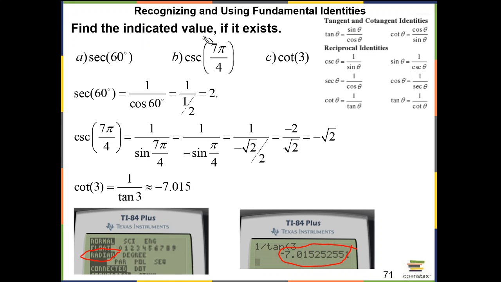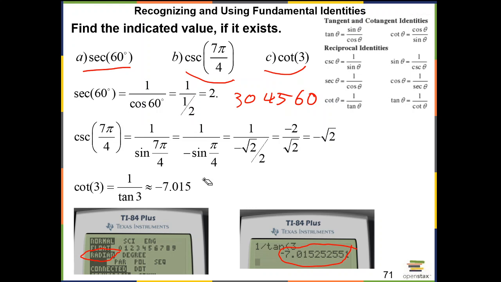Find the indicated value if it exists. So we got secant 60, cosecant 7 pi over 4, and cotangent 3. Okay, secant 60 is 1/cosine 60, right? And cosine 60 is 1/2. So it's 1 over 1/2, which is 2. Now, remember I told you that you have to memorize 30, 45, and 60 degrees, cosine and sine? Well, using those, you can find tangent, cotangent, secant, and cosecant of these numbers too, if you know sine and cosine. If you don't know an angle, of course, you use a calculator.